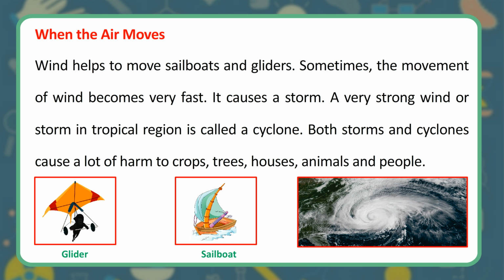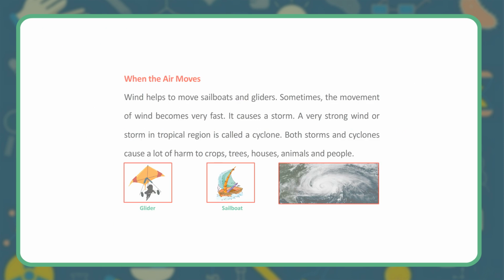Sometimes, the movement of wind becomes very fast. It causes a storm. A very strong wind or storm in tropical region is called a cyclone. Both storms and cyclones cause a lot of harm to crops, trees, houses, animals and people.